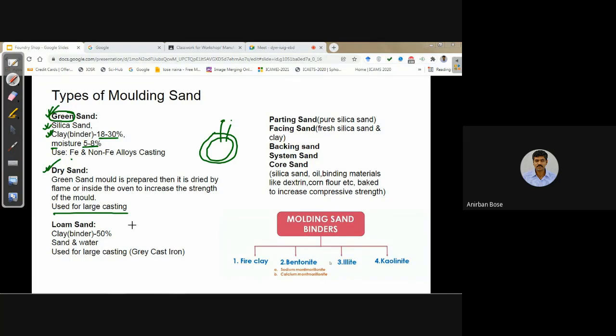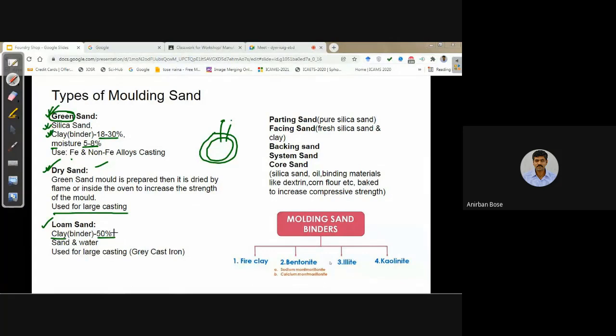So then this kind of dry sand is used. Now coming to the loam sand. If you remember, in the case of a skeleton pattern, you have probably seen the term loam sand. Loam sand is basically around 50% clay, whereas in the case of a green sand, you have observed it is 20 to 30%.